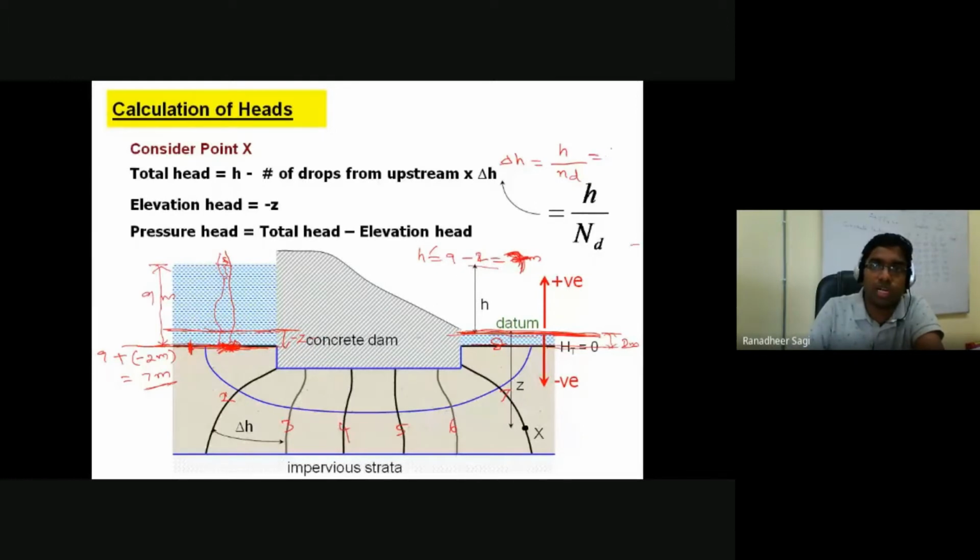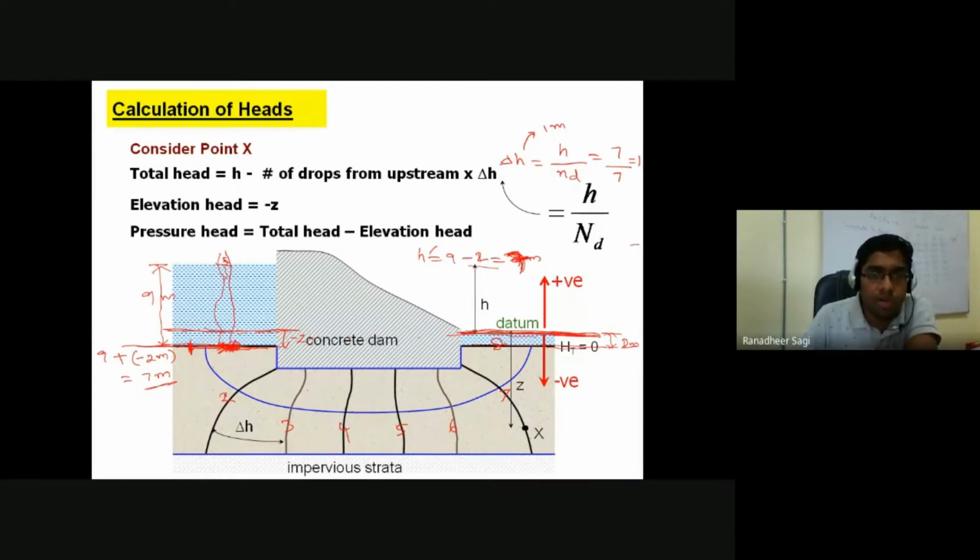So what is my total head loss in the problem? 7. Number of potential drops are 7. So what is my total head loss that I am going to have from one equipotential line to its next successive equipotential line? Head loss is nothing but it is equal to 1 meter. So this delta H value what we are getting is nothing but it is equal to 1 meter.